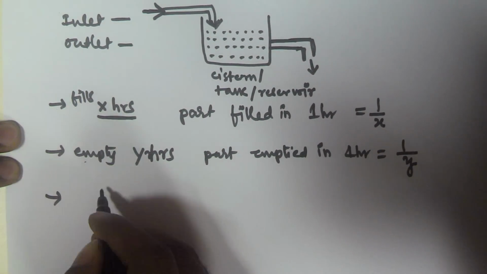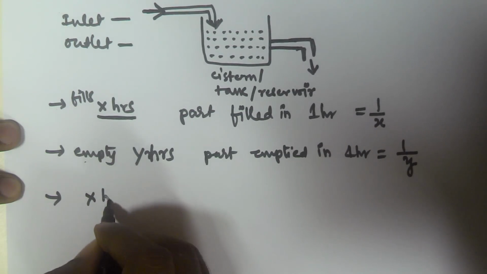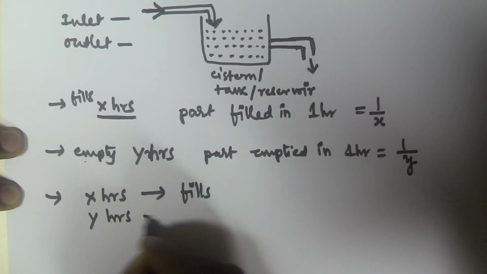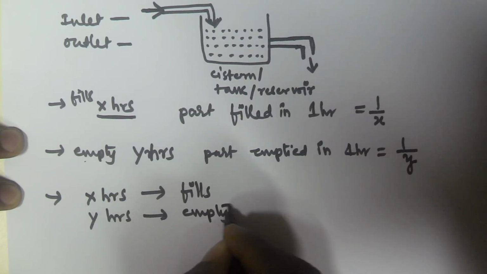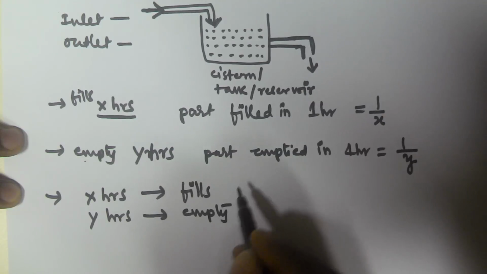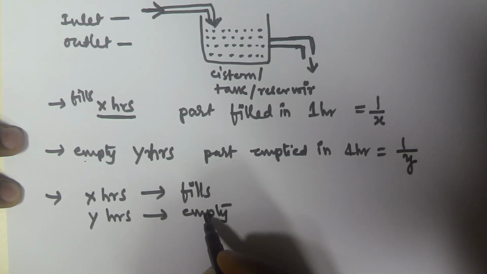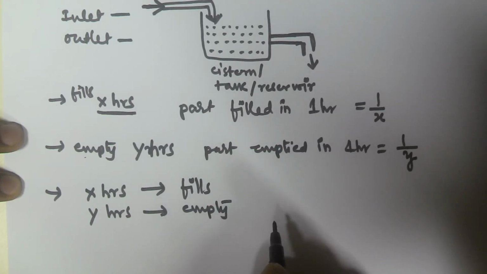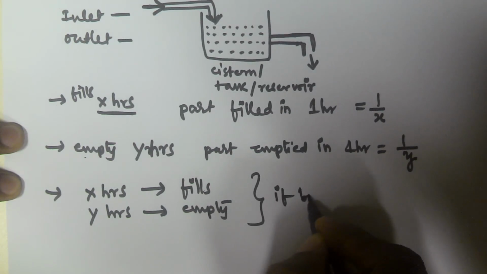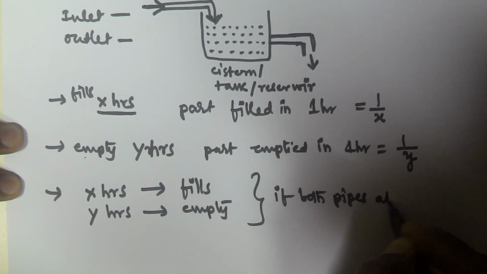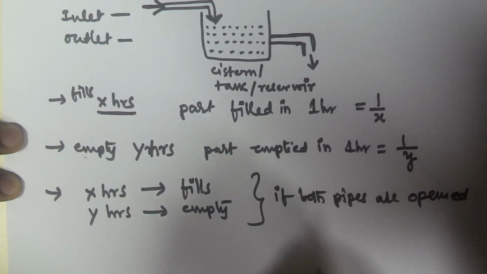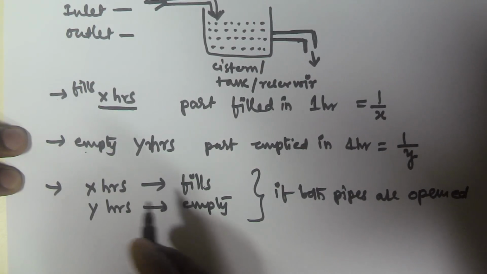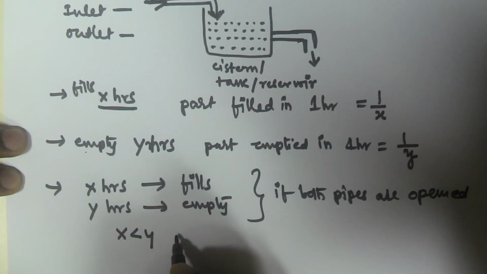For example, if a pipe can fill a tank in X hours, and another pipe can empty the same tank in Y hours, and both pipes are open, and X is faster than Y, that means the first pipe is faster. So X is less than Y.